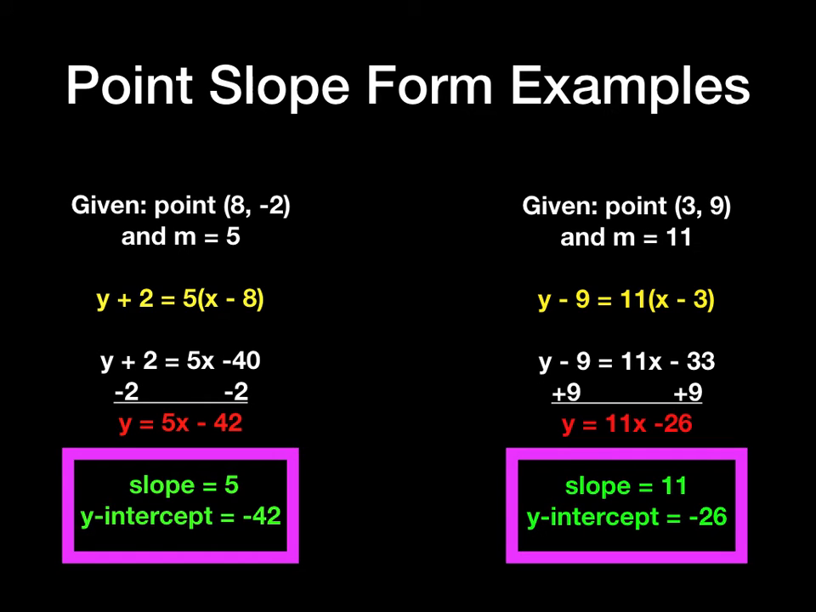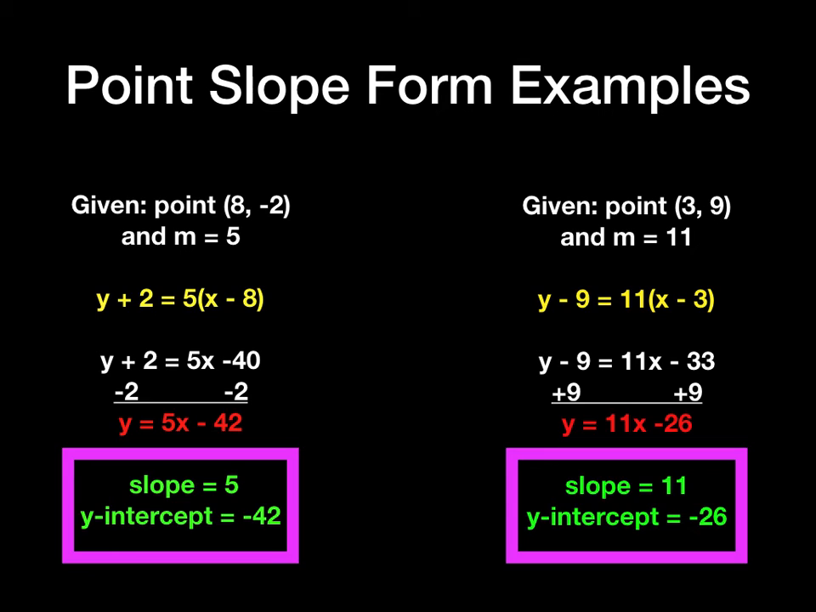Now we're going to look at point-slope form examples. Normally in a point-slope form example, you are given a point and the slope, and you have to construct your own equation. So with the first one, we are given the point 8, negative 2, and the slope of 5. In order to build point-slope form, I have to do y minus y1, which is y minus negative 2, which equals y plus 2. So y plus 2 equals 5 times x minus x1, which is x minus 8. So our full equation is y plus 2 equals 5 times x minus 8.